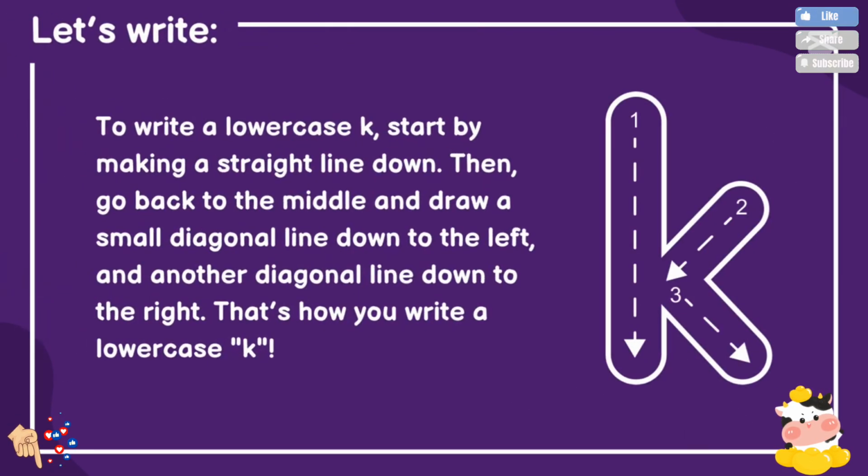To write a lowercase k, start by making a straight line down. Then, go back to the middle and draw a small diagonal line down to the left and another diagonal line down to the right. That's how you write a lowercase k.